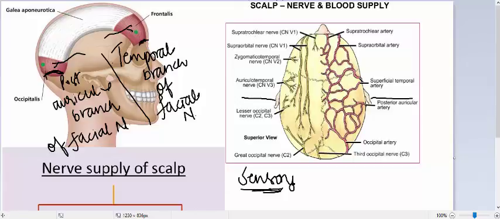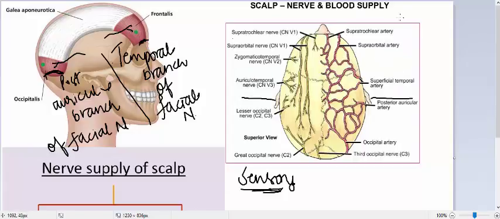So if you see the supratrochlear nerve, supratrochlear artery. In front of the auricle, there is supratrochlear nerve, supraorbital nerve, zygomatico-temporal nerve, auriculo-temporal nerve. It's simple. Zygomatic process will be there, so zygomatico, and this is temporal bone. So zygomatico-temporal nerve. Auriculo, this is auricle, temporal bone. Auriculo-temporal nerve. These are the nerves in front of the auricle.